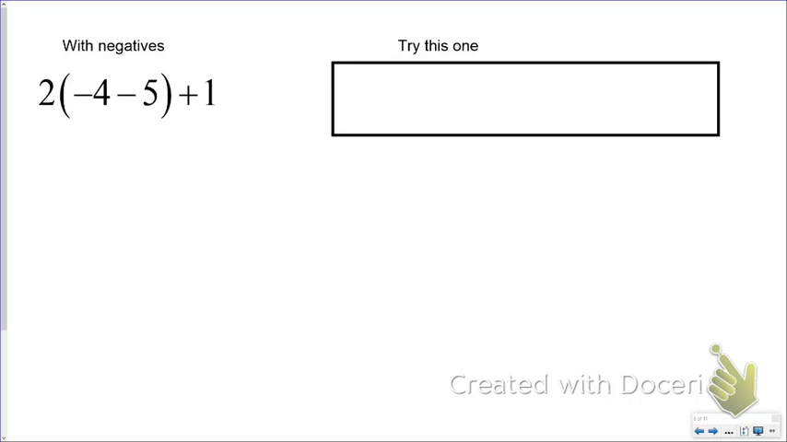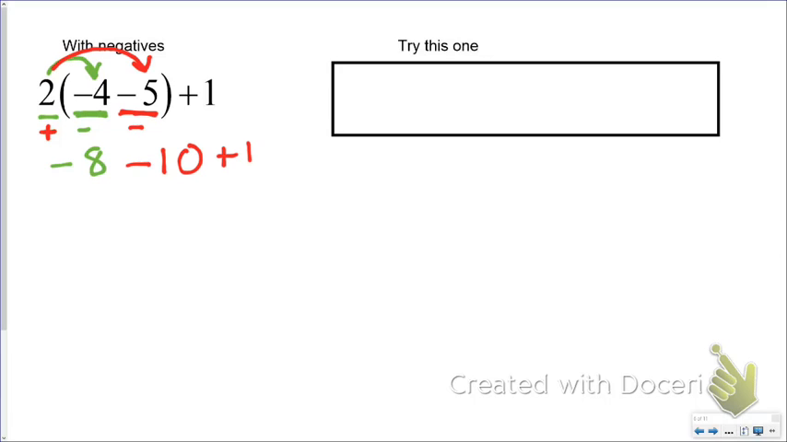All right. With negatives, you have to watch out for this. This 2 is going to be distributed to a negative 4, and this 2 is also going to be distributed to a negative 5. And so you have to remember your multiplication facts. A positive times a negative will be a negative. So 2 times 4 is 8, and I should get a negative 8 here. A positive times a negative here will also give me a negative. So 2 times negative 5 would be negative 10.